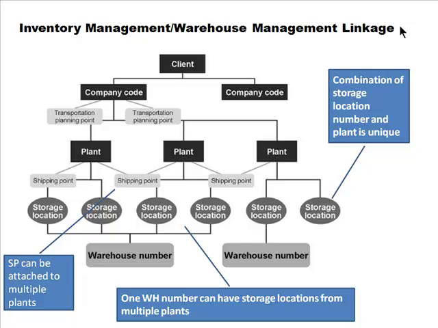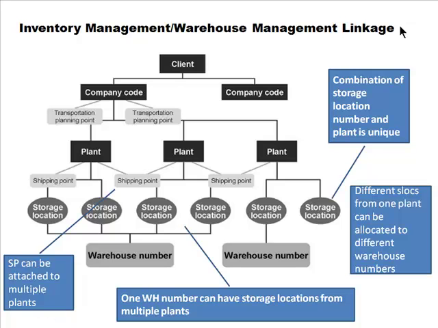Okay, a shipping point can be attached to multiple plants. That's what I've said earlier. And also different storage locations from the same plant can be allocated different warehouses. That's also possible, right? So for example, we don't have that shown here, but it's possible that this storage location might have been allocated to this warehouse. It's possible. It's just a matter of, you know, it's a physical thing, as to where it is and how it's convenient, that's all.